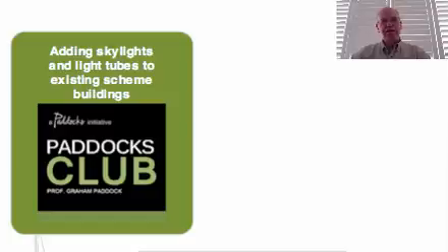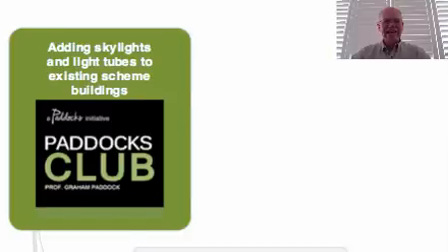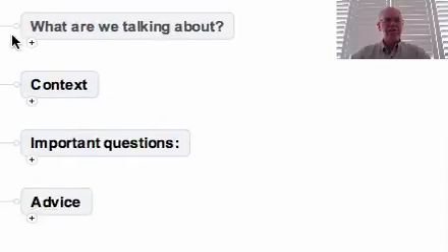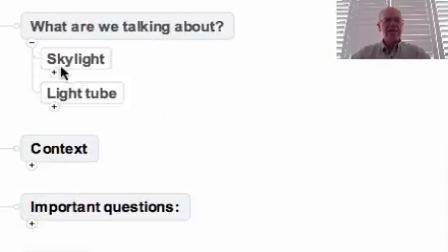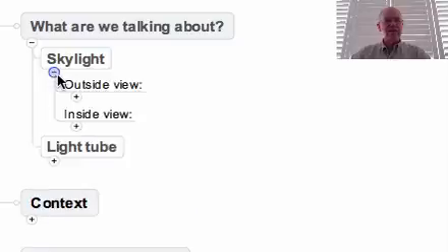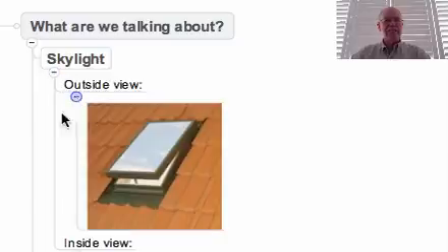Today we're going to talk about adding skylights and light tubes to existing scheme buildings. Well, what exactly are we talking about? Well, let's use some pictures to illustrate it. What is a skylight? Well, from an outside perspective, a skylight is something that looks something like this. This is what appears from the outside.